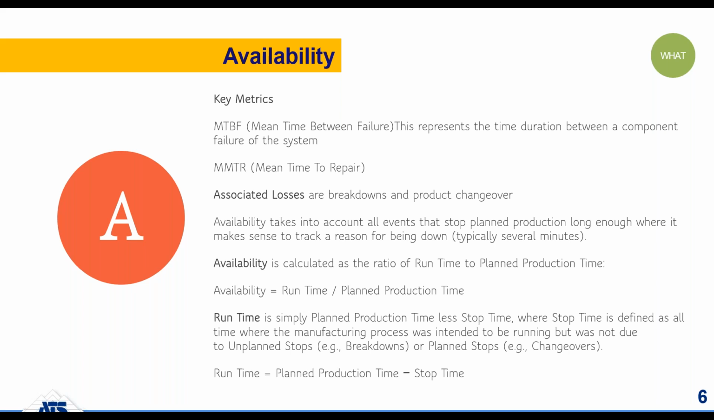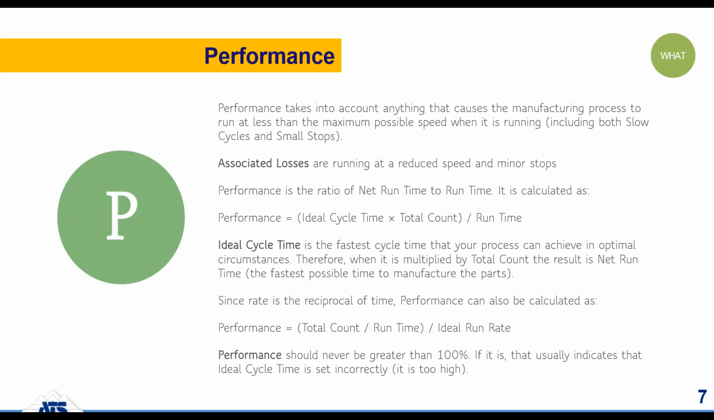Runtime is also equal to planned production time minus the stop time, right? If you're suffering from a machine breakdown, bringing down your availability metrics, then it would be worth looking at your maintenance schedule and making a transition from reactive to planned and then to predictive maintenance, right?